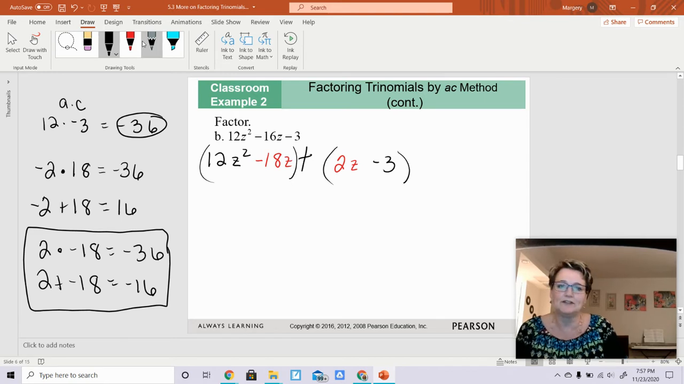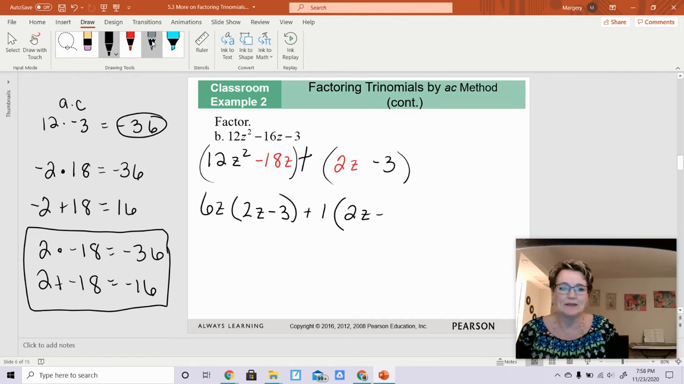Remember, this is your first term. This is your last term. The two red terms added together give you -16z. So I end up with these two here share a 6z. All right. So that gives you 2z minus 3. These two here, they share a 1. And you don't even have to waste your time. Just copy what's inside the parenthesis, this parenthesis right here.